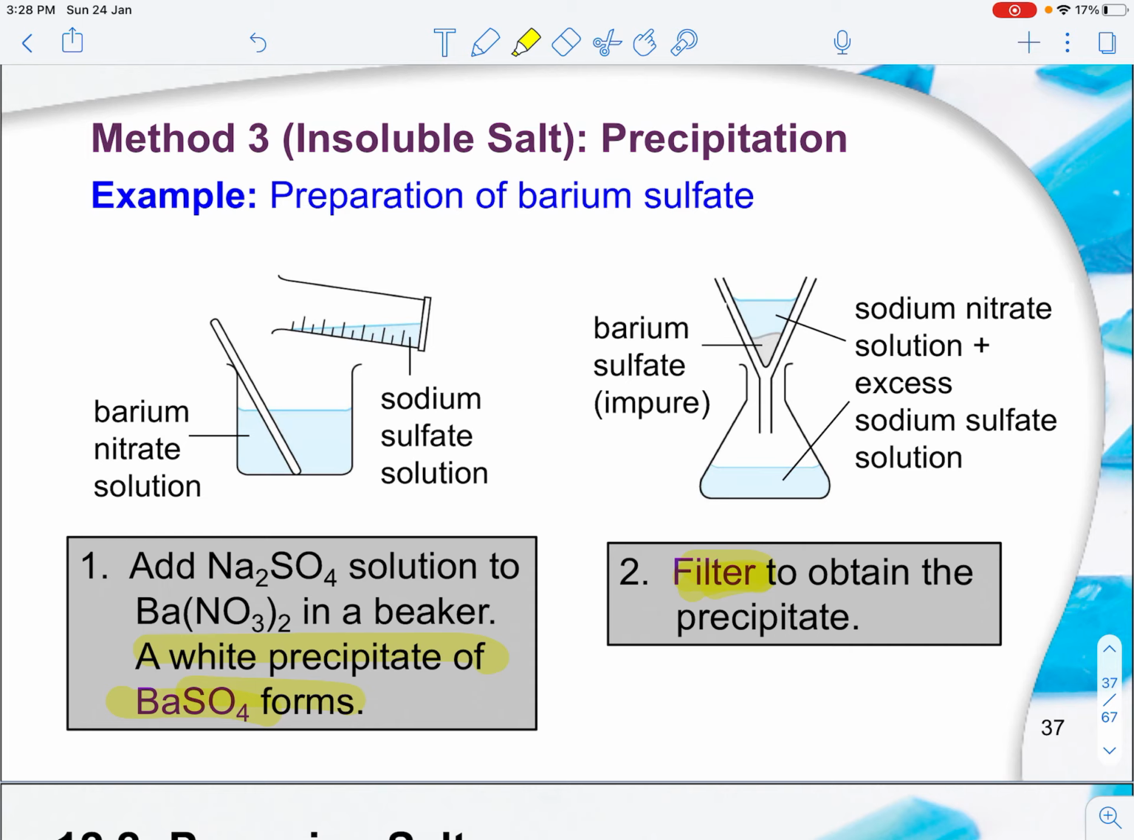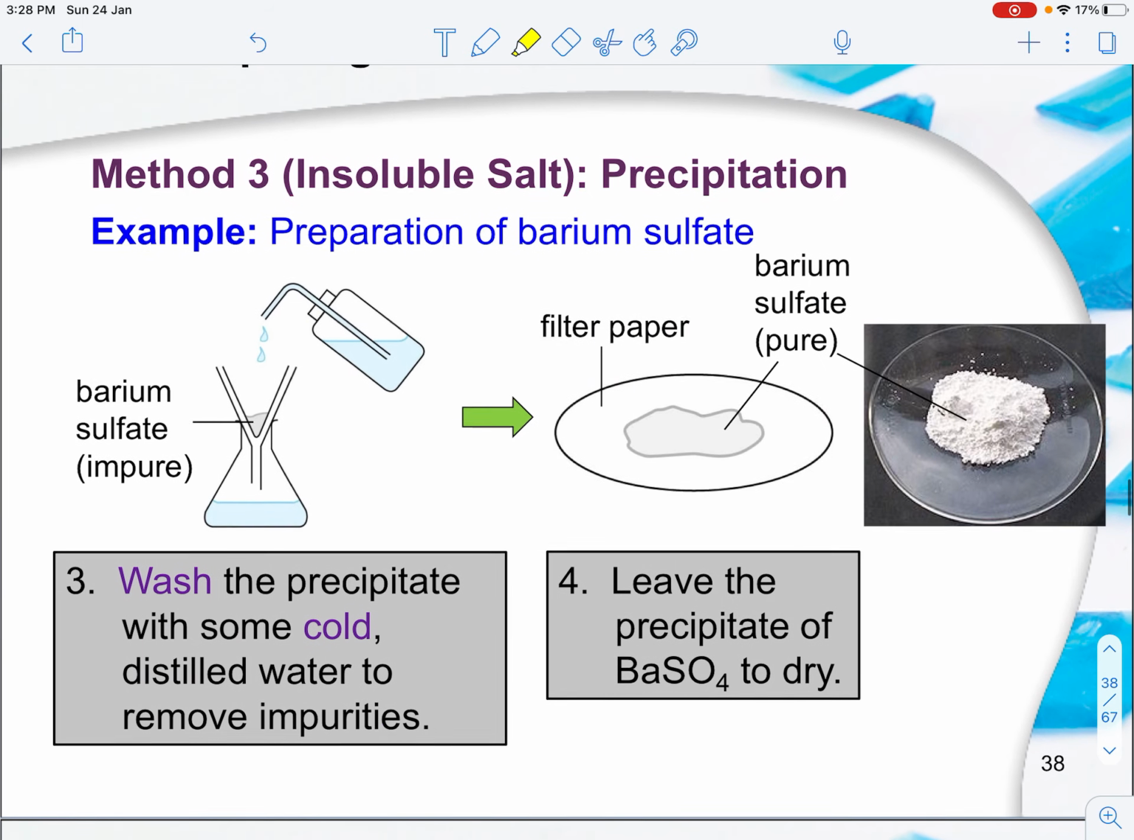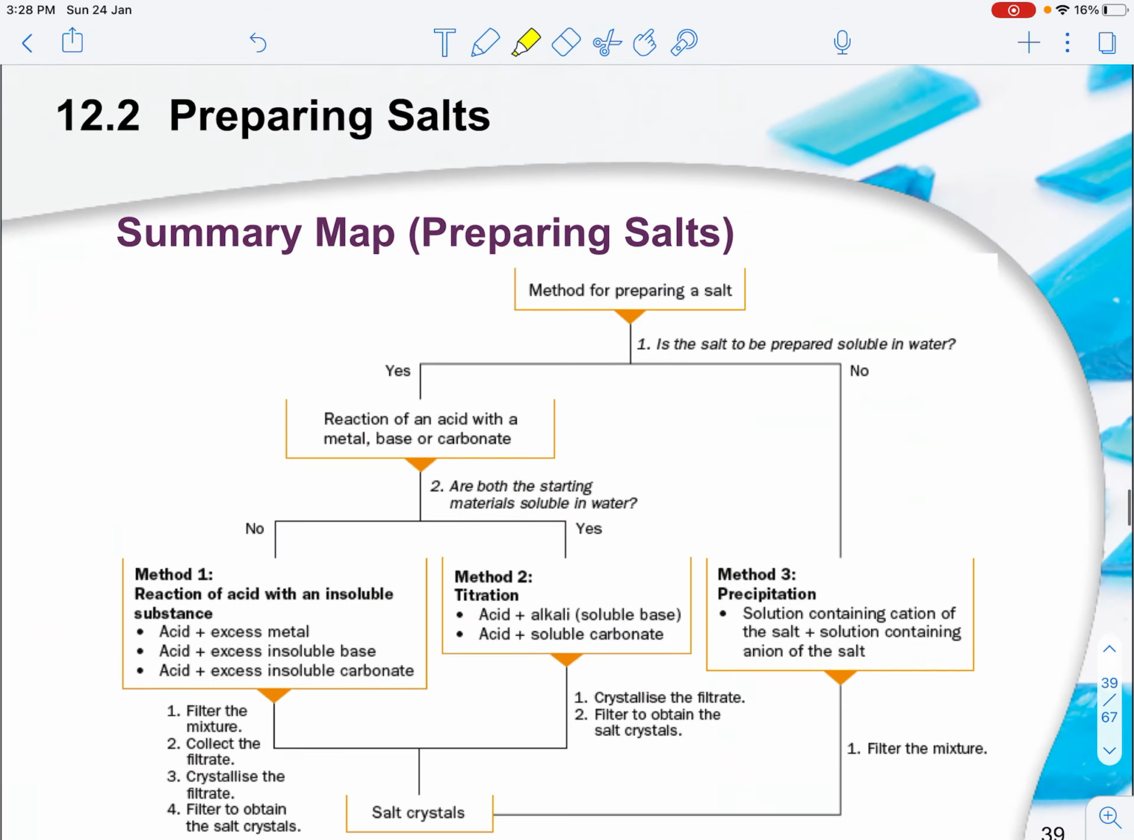So after we have filtered out the barium sulfate, this tends to be the impure substance. Okay, so after what you should do, you wash it. You wash the impure substance with some cold water to remove the impurity, because some of this impurity can be soluble. And then you dry it with your filter paper, and therefore leaving it to dry, and you get the salt.